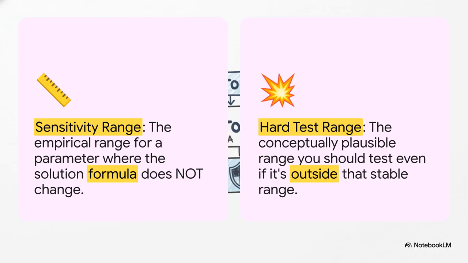Okay, now this slide is super important because it draws a really crucial line in the sand. On one side, you have the sensitivity range. Think of this as what the data is telling you. It's the safe zone. You can tweak a single calibration anchor within this range and nothing happens. Your solution stays the same. But then you've got the hard test range. This is based on your theory and your expertise. It's the range of values that are still conceptually defensible, even if they fall outside that empirically safe zone. And this is the key takeaway. The best robustness tests are these hard tests that really push your model to its plausible limits.